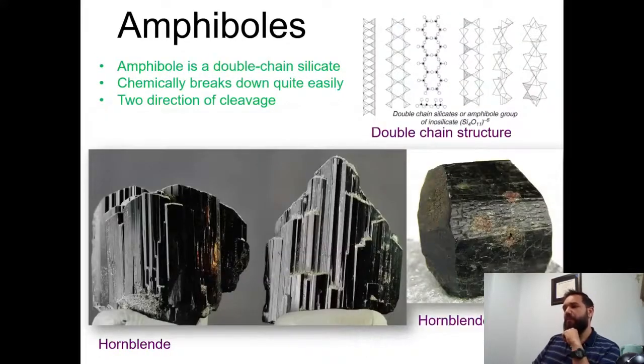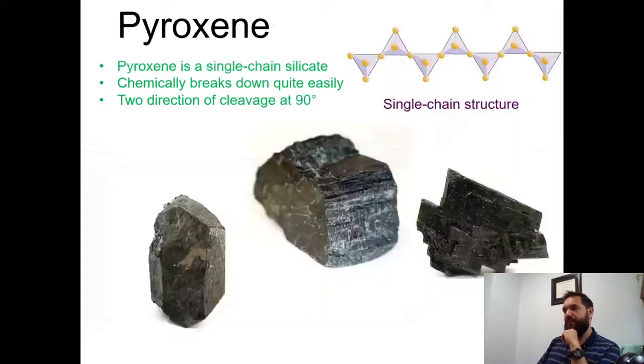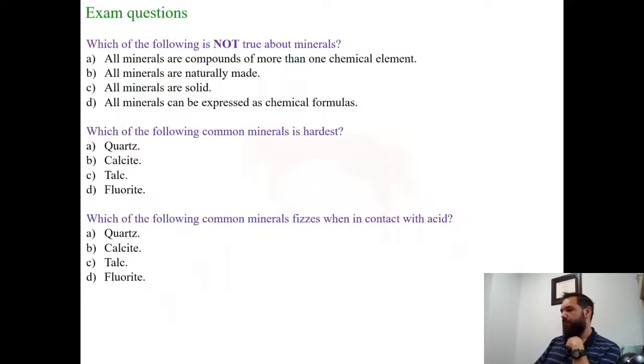We have amphibole. Again, now we're going down the list of silicate interconnectedness, and we get to amphibole. So amphibole has the double chain structure. Okay, so it chemically breaks down very easily, has two directions of cleavage. There's some pictures of amphibole. Here's some pictures of pyroxene. Remember, look how similar pyroxene and amphibole look, right? Very, very similar in hand sample. How do you tell the difference? Pyroxene has cleavage planes that are at almost 90-degree angles, whereas amphibole does not.